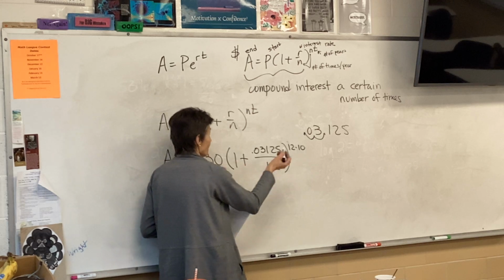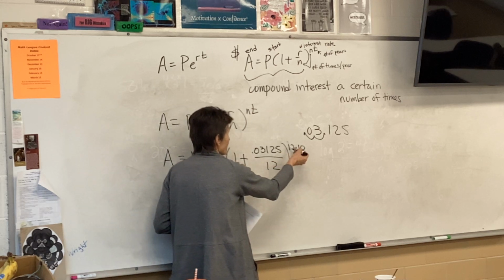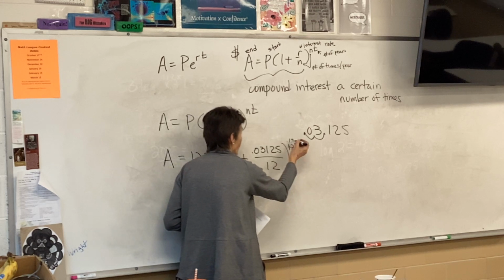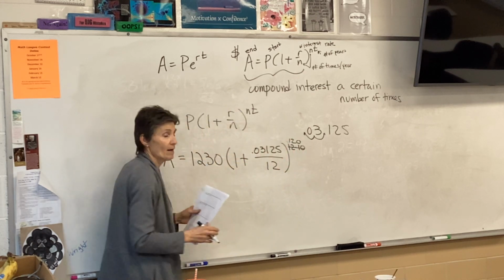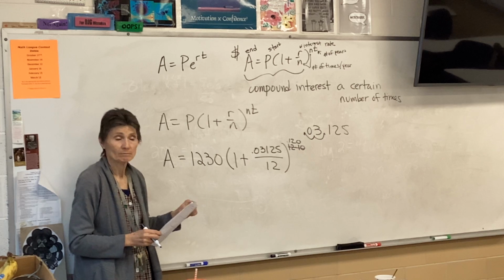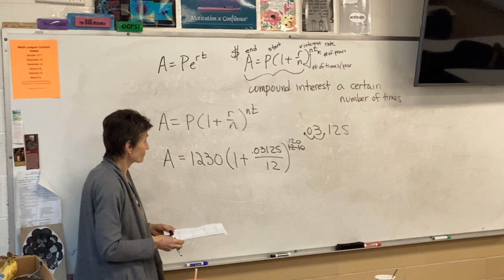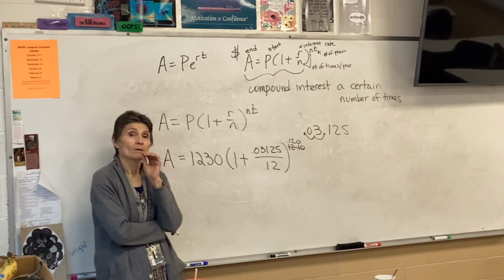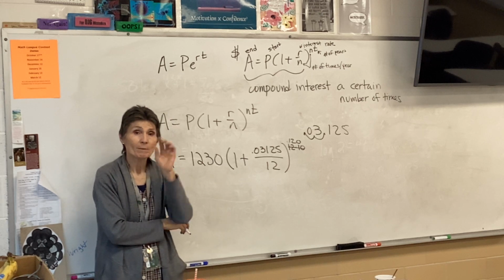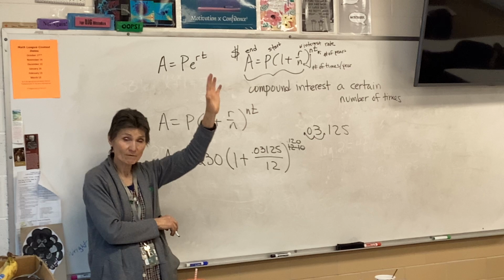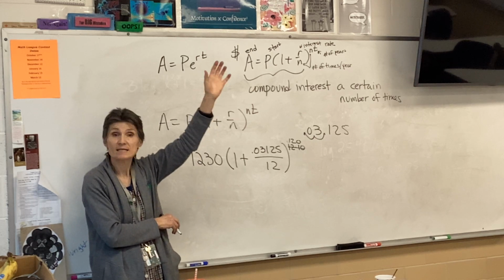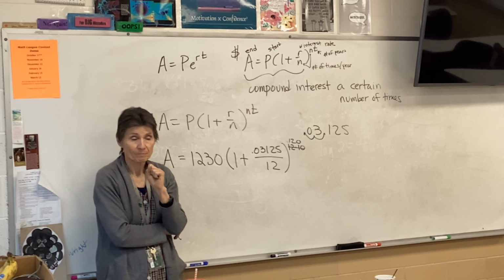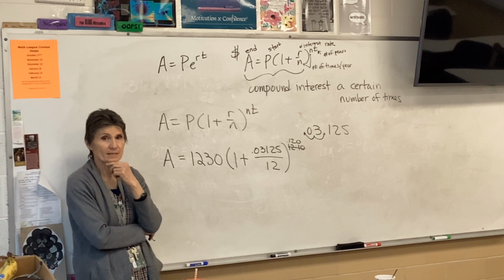I always, if I can, I always take care of that. So 12 times 10 is 120. So I'm just going to write that as 120 to get started. Now, were you listening a minute ago when I said that when my exponent is the variable, when x or t or whatever is up here, then I have to use logarithms? Where is my variable this time?